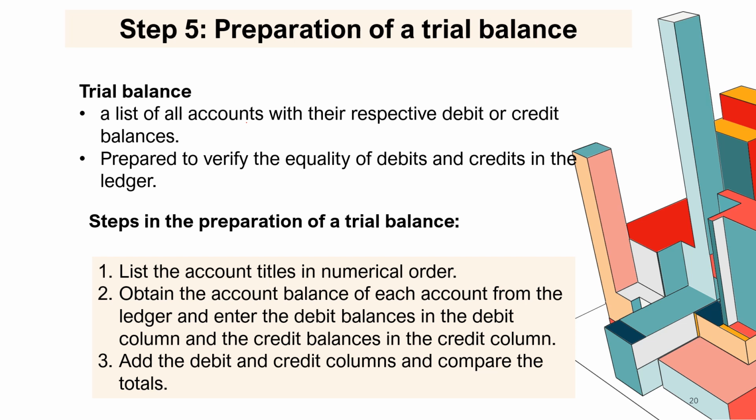Number 1 is to list the account titles in numerical order. Number 2 is to obtain the account balance of each account from the ledger and enter the debit balances in the debit column and the credit balances in the credit column. Next is to add the debit and credit columns and compare the totals.